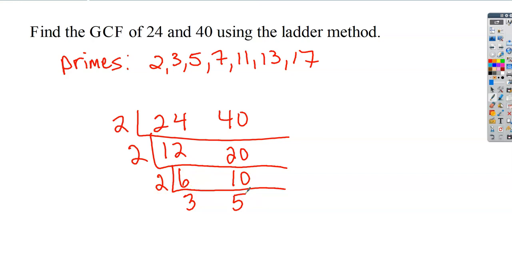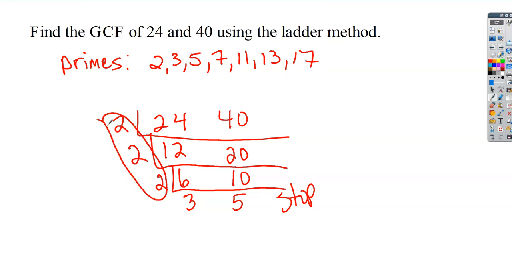Notice these are prime numbers, but let's say I had 4 and 5 at the bottom of my ladder. 4 is not a prime number, but 4 and 5 still have no common factors. So that's just an example of one time when you may not have prime numbers at the bottom of your ladder. So this is where sometimes I just write a little note to myself to say stop. I don't need to factor any further. I can't divide any number into 3 and 5 and have it go evenly. So these are my common factors.